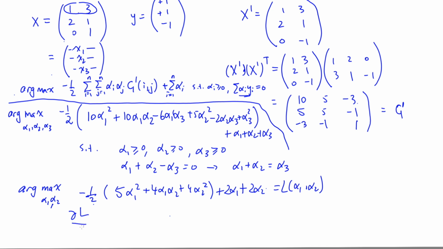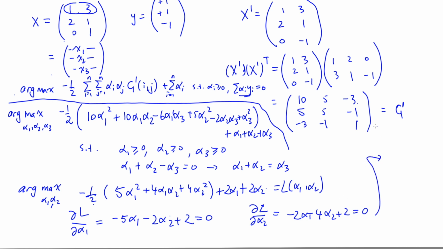We can take derivatives with respect to alpha 1. We get minus 5 alpha 1 minus 2 alpha 2 plus 2 equals 0. The derivative with respect to alpha 2 is going to be minus 2 alpha 1 minus 4 alpha 2 plus 2 equals 0. And then doing some simple algebra and solving gives us the solutions, which I'll write here.